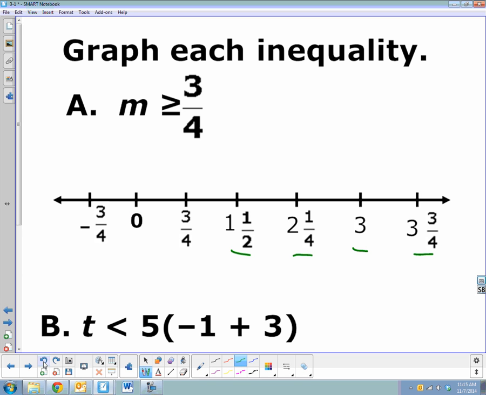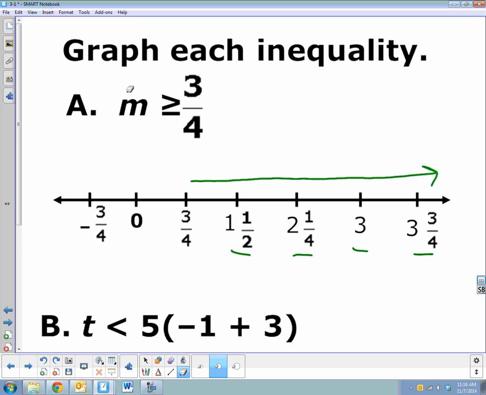So I know that any number over here, go ahead and draw that arrow. Any number over here and beyond, 4, 5, 6, 7, 9, 500, 11 billion, are all going to be greater than m. So we're asking what numbers could we put here in m where this would still be true? We could put 1.5. That would be true. We could put 3. That would be true. We could not put 0. That would be false. M could not be 0.